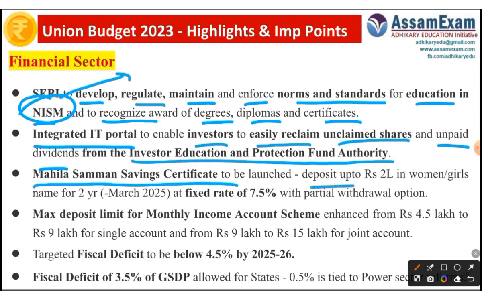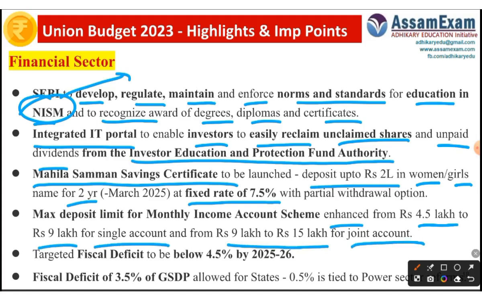A deposit up to 2 lakhs can be made in a woman or girl's name for 2 years, and it will have a fixed interest rate of 7.5%. Then the maximum deposit limit for the monthly income account scheme is enhanced from 4.5 lakhs to 9 lakhs for a single account, and from 9 lakhs to 15 lakhs for joint accounts.